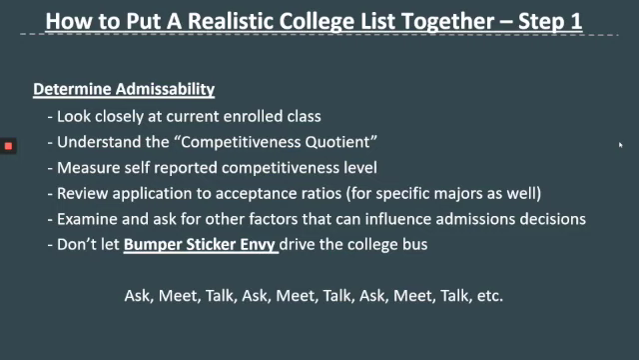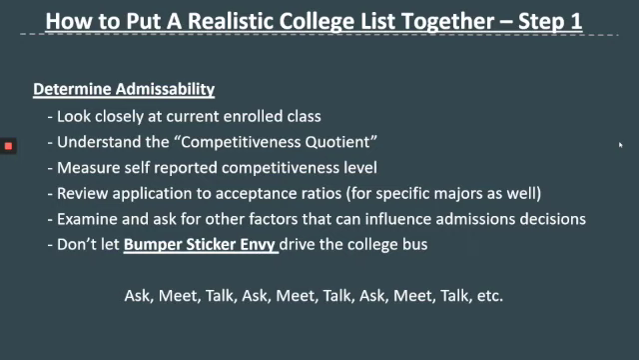Measure your self-reported competitiveness level in an honest, open way and identify gaps. Review application to acceptance ratios, and this is also for majors as well, especially if your student is not sure what they want to major in. We discussed the fact that you shouldn't worry about it. Going in undecided is fine, and you would almost rather do undecided rather than choosing a major unknowingly that is more selective from an admissibility perspective.